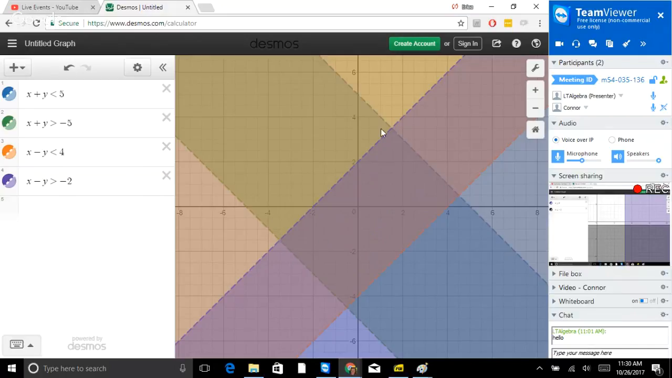It can't be anything that's along these lines, but it can be anything that's inside here. And it has my favorite coordinate, 0, 0, right? 0, 0 is true for all of these. 0 plus 0 is less than 5. 0 plus 0 is greater than negative 5. 0 minus 0 is less than 4. And 0 minus 0 is greater than negative 2. So when I would draw this out, I would basically draw this, and I would show this rectangle as the values that make all 4 of these inequalities true.